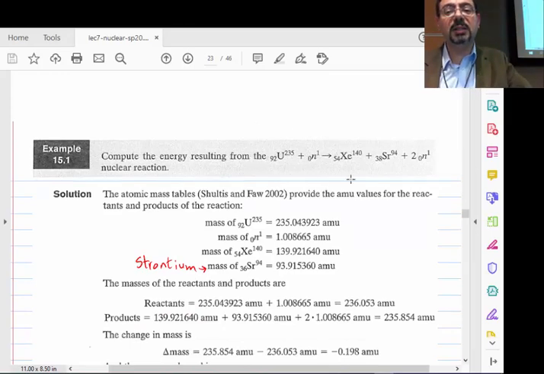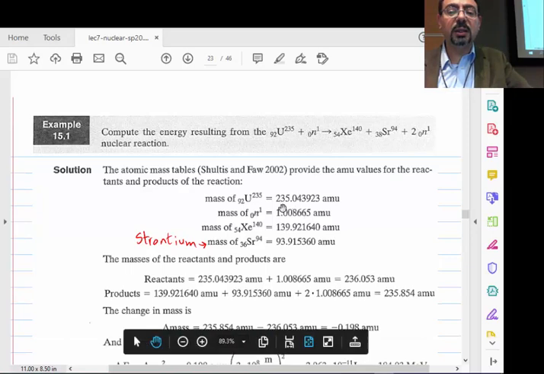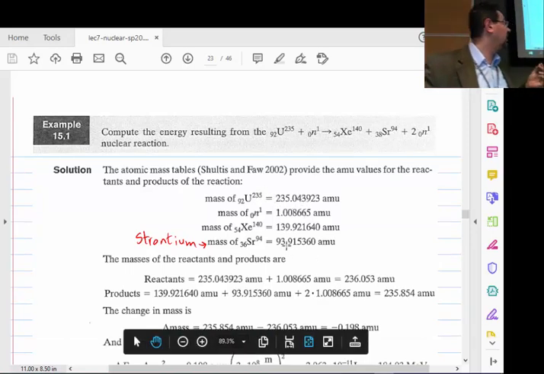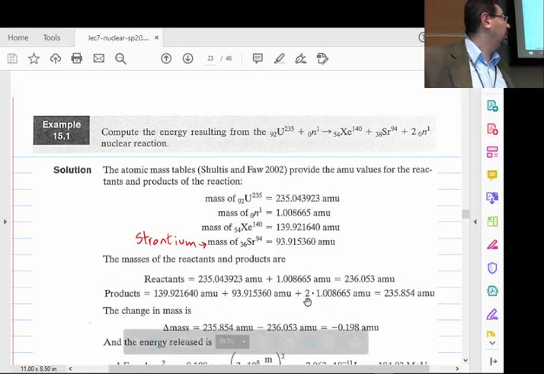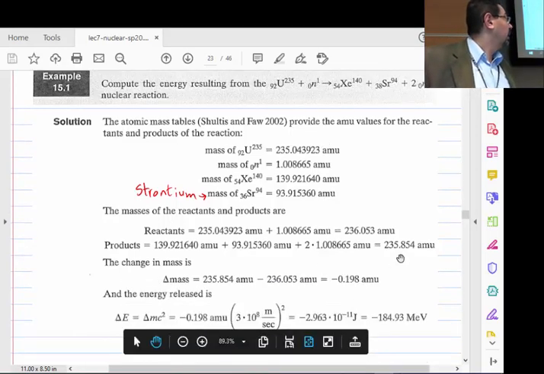So he will calculate the mass here, the mass there, and take the difference in the mass. Look at this. Here's the mass of every one of them. Because it's a very tiny amount that disappears, you need to carry as many digits as you can. So you add all those things, and what happened? Minus 0.198. So the product has smaller mass than the reactant.